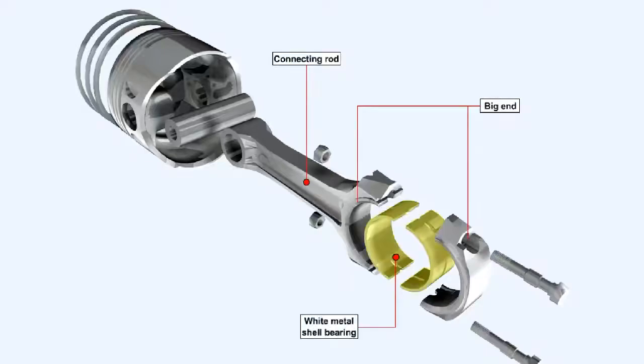The connecting rod is joined to the crank pin of the crankshaft by a large white metal bearing situated at the big end of the rod. The white metal bearing is made up in two halves, which are called a shell bearing. The connecting rod is joined to the gudgeon pin in the piston by a smaller bearing at the little or small end.